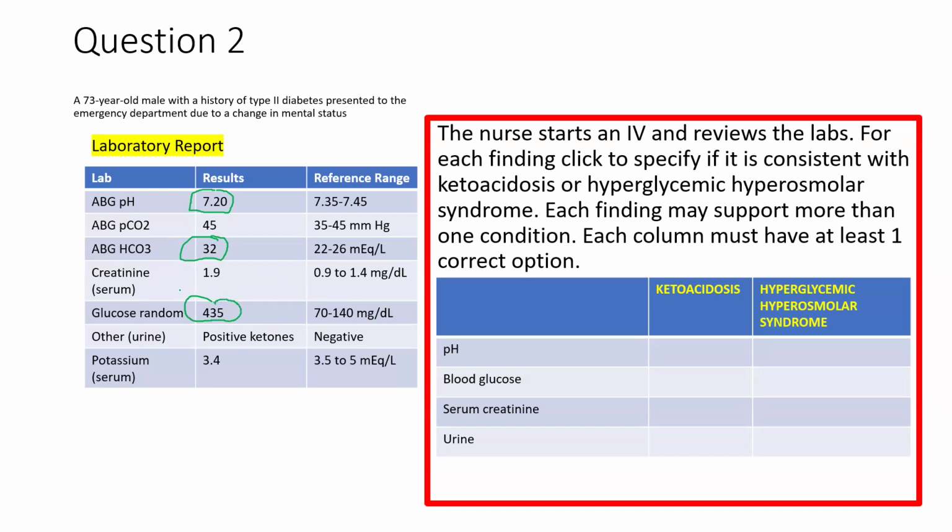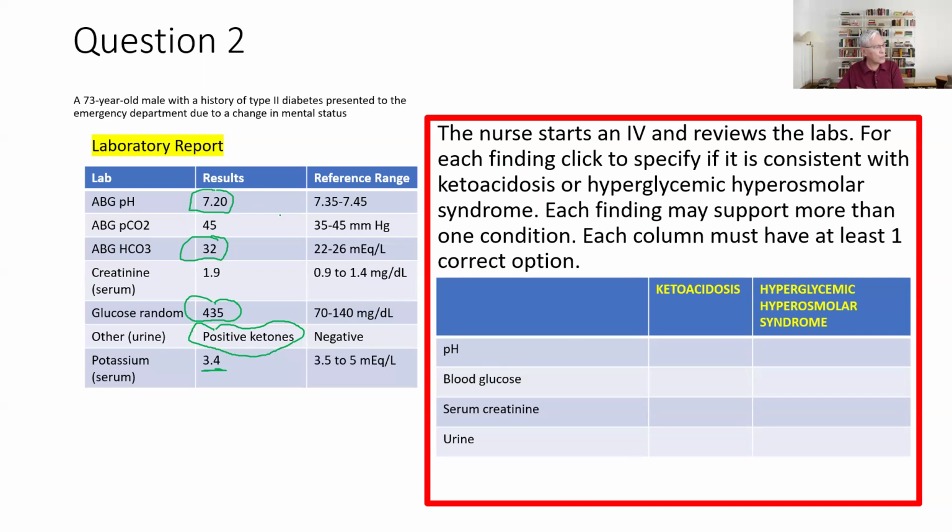DKA. Positive ketones, is that going to be DKA? DKA, okay. And a potassium of 3.4. Okay, that's low, right? All right. The nurse starts an IV and reviews the labs. For each finding, click to specify if it is consistent with ketoacidosis or HHS. Each finding may support more than one condition. Each column must have at least one correct option.